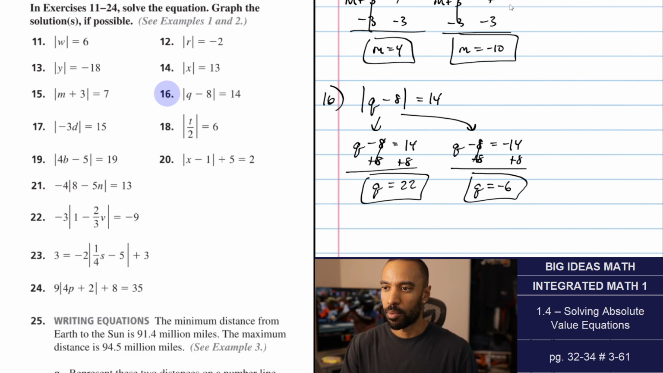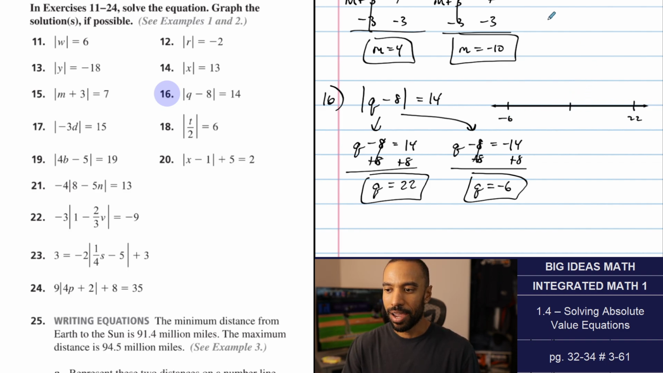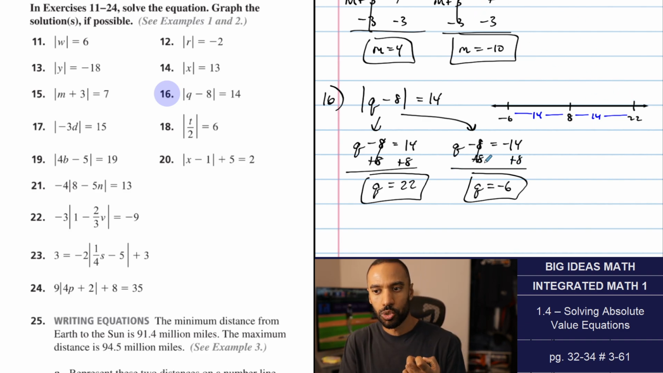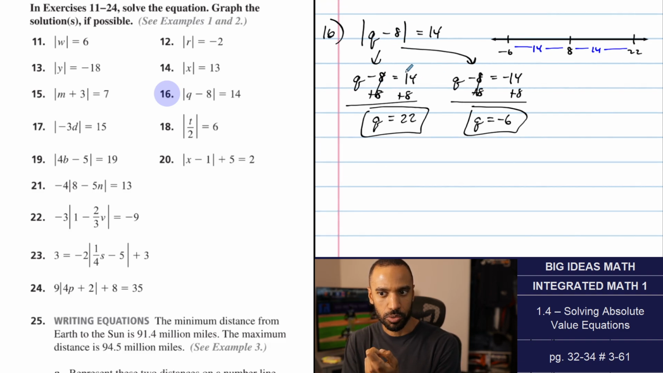So why do I keep saying you might want to think about it that other way? Because when they say graph it, here's 22, here's negative 6, and the number in the middle is 14 away from either of these. We add 14 to go this way from 8. We subtract 14 this way from 8. But that number in the middle is indeed 8. That's why I keep saying treat 8 like that midpoint value. That's what we're talking about there.